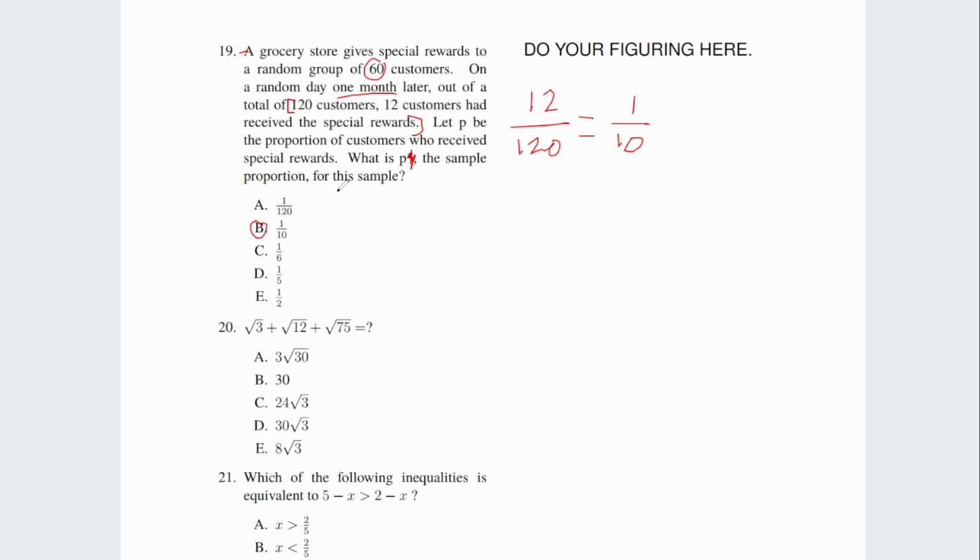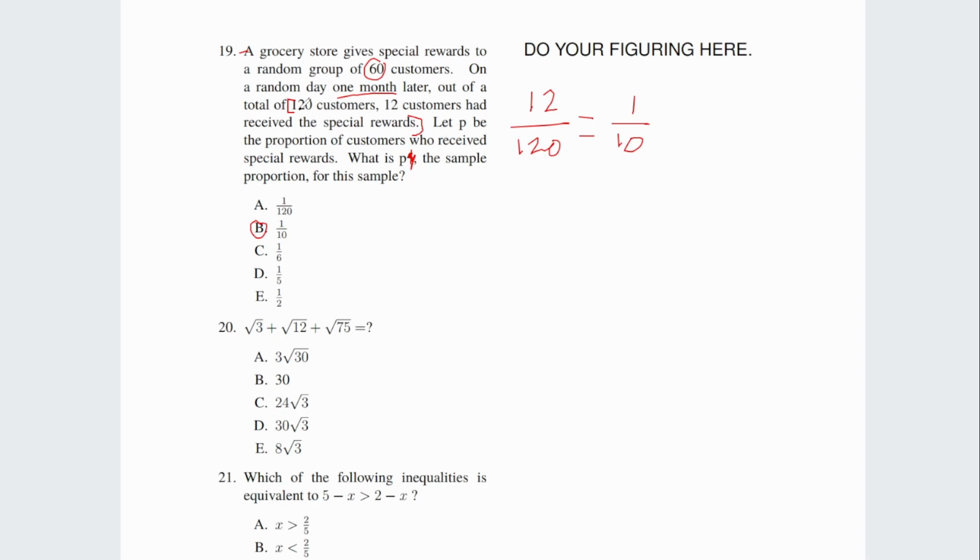But I think if you're really going to tackle this type of question, what you need to say is, okay, when does this 60 come into play? What do I do with this 60? Okay, I don't know what to do with this 60. I know that 12 out of 120 received special rewards on this day, and I have no idea what's happening on this day.